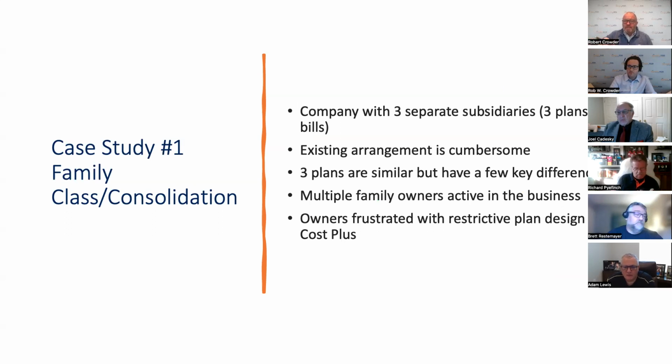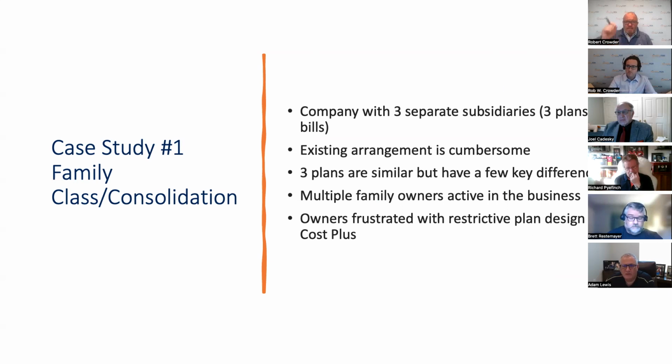They weren't in the same business. They were very separate businesses. But the multiple family owners were active in the business. The 3 brothers sort of ran these businesses, and even though they were very separate, they shared in the profits of these 3 businesses equally.